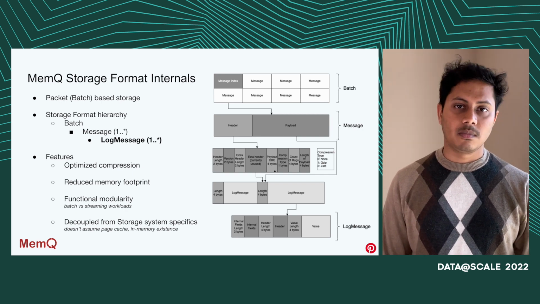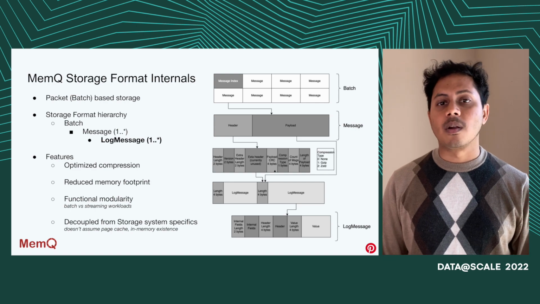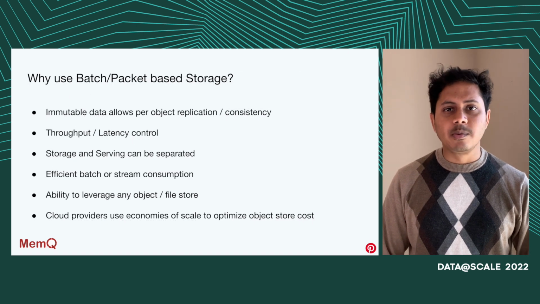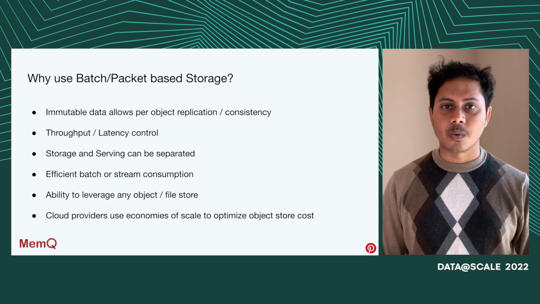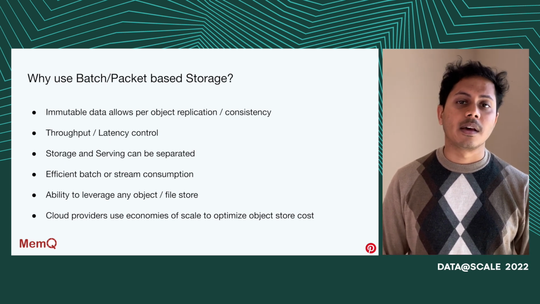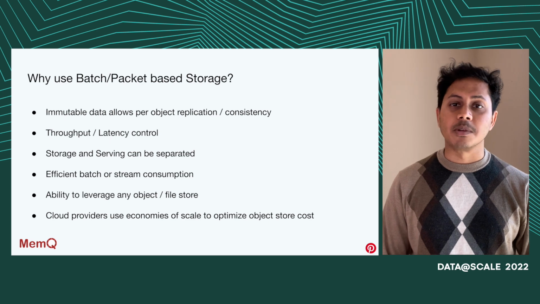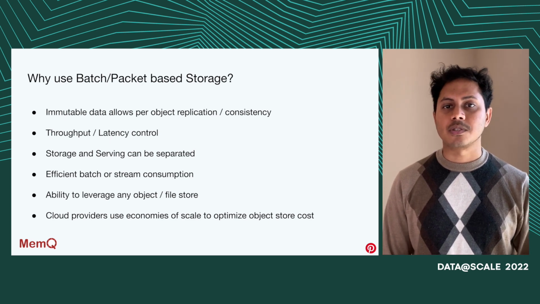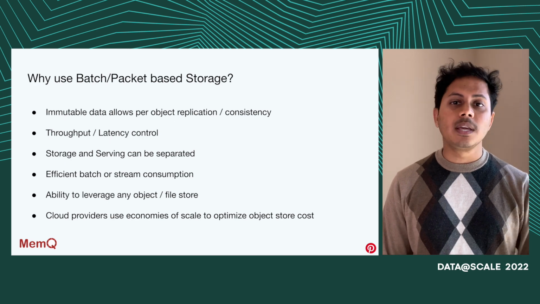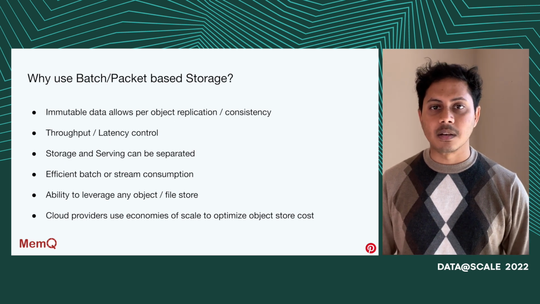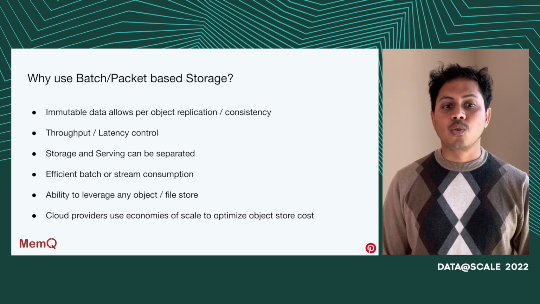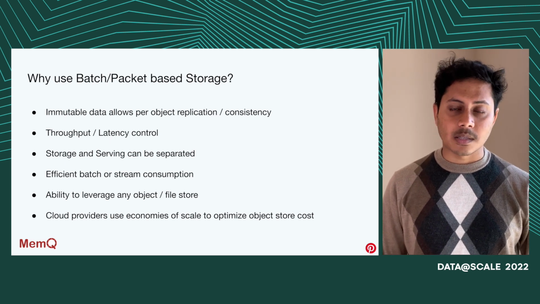For example, that page cache is available or that data exists in memory. So why should we be using a batch or packet-based storage layer? Well, first, log data is immutable. Example, machine learning training data that we have. That allows us to handle infrastructure failures and re-replicate only the data that is necessary to be re-replicated in the case of lost data. Throughput and latency control is another aspect.